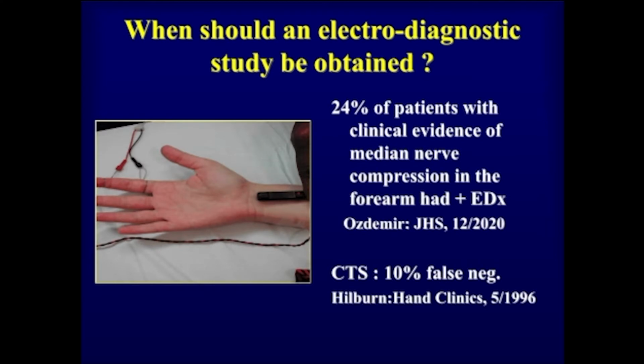To give you some examples of the negative aspects of these studies, there was a study done in the Journal of Hand Surgery of patients who had clinical evidence of median nerve compression syndrome in the forearm, but only 24% of those patients had electrodiagnostic evidence of this problem. In measuring the carpal canal, 10% false negative and 10% false positive have been consistently found.